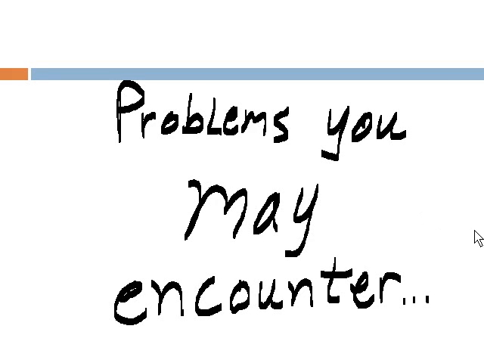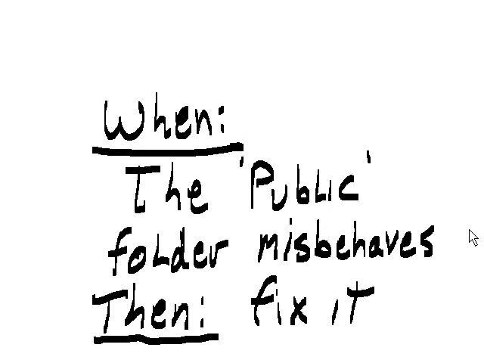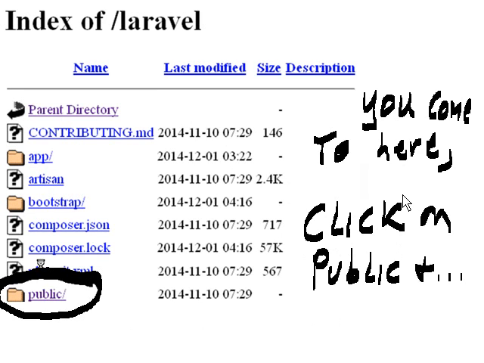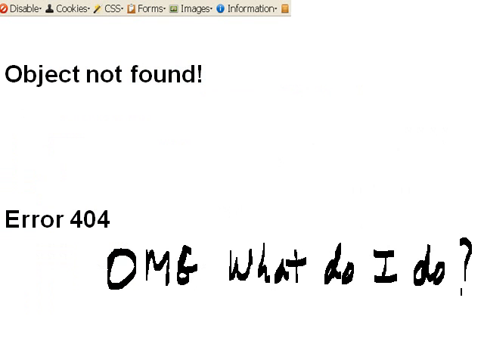Problems you may encounter in Laravel. When the public folder misbehaves, then fix it. Let's say you come to here and Laravel, and then you click on public, and you get this object not found, error 404. Oh my goodness, what do I do?